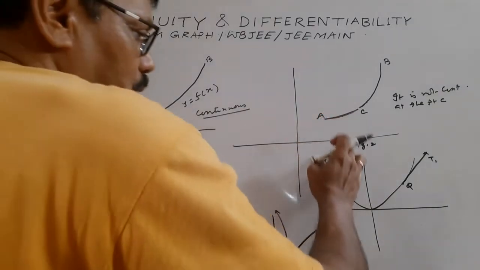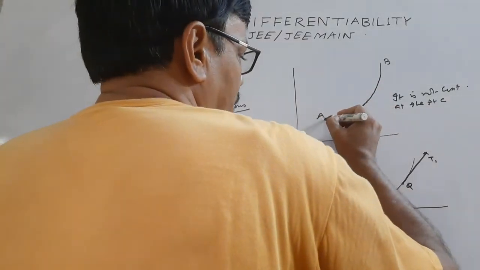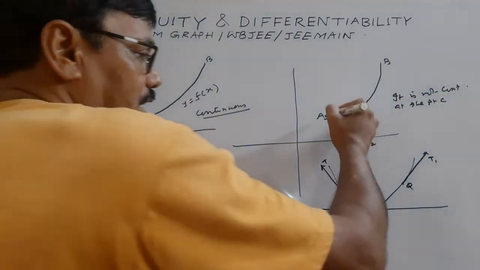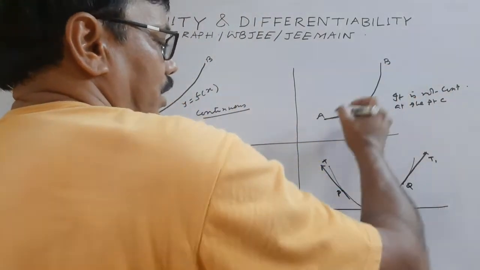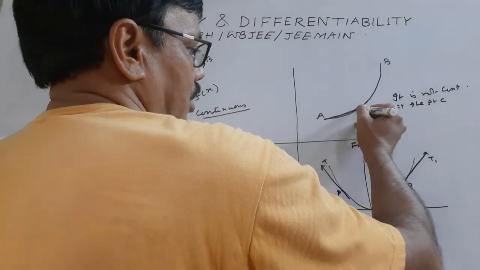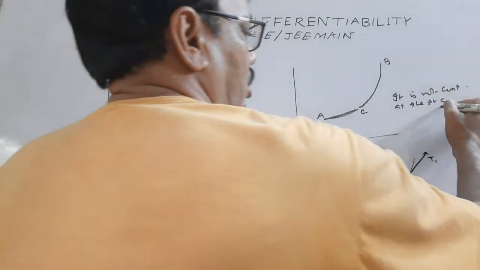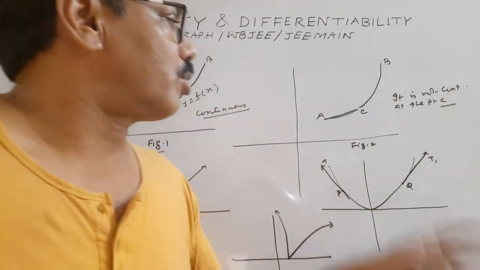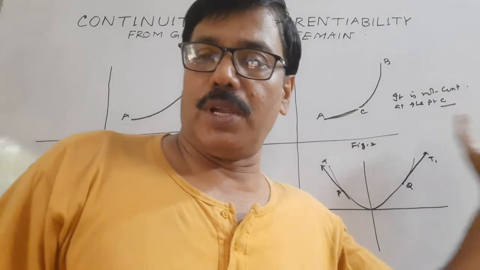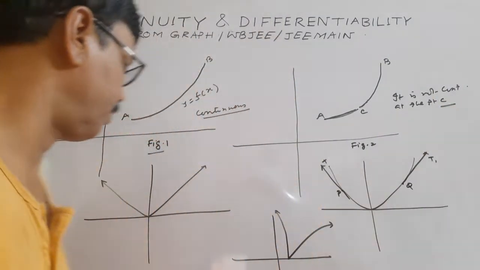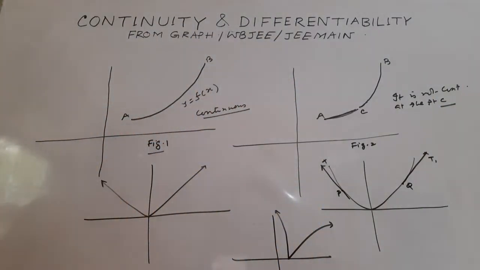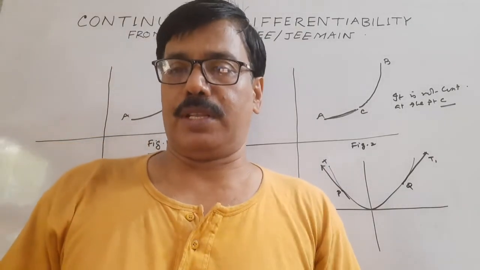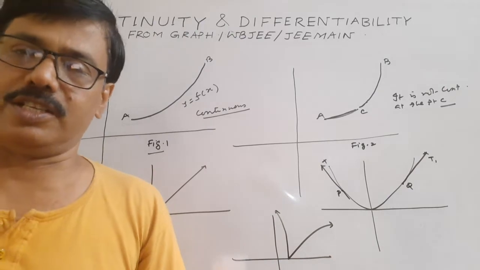Now in figure 2, the curve AB. Look, it has a break point at C. It cannot be drawn without lifting the pen. So A to C, C to B. So it is not continuous at the point C. Other than C, it is obviously continuous. So if a curve can be sketched without lifting the pen, we say that it is continuous.